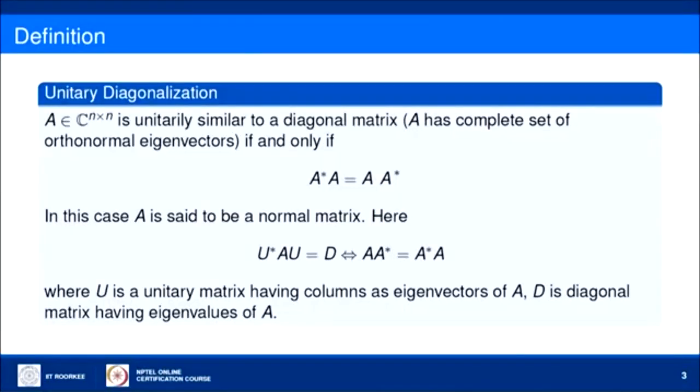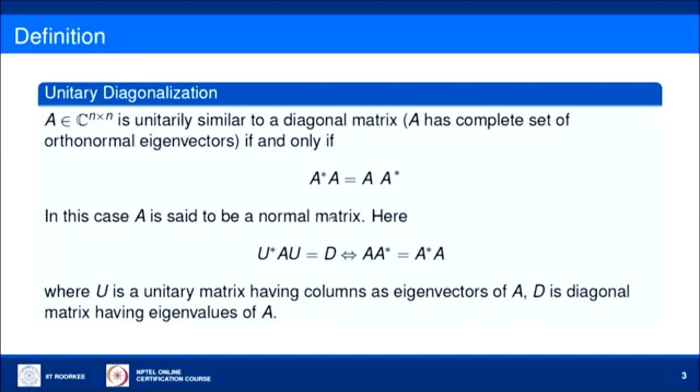So our first definition is unitary diagonalization. Consider a matrix A of size n by n having complex entries. It is unitarily similar to a diagonal matrix, means A has a complete set of orthonormal eigenvectors, if and only if A star A equals A A star. In this case A is said to be a normal matrix.